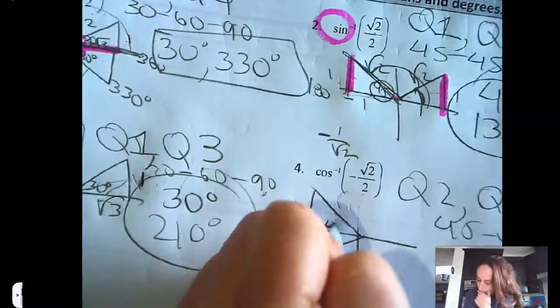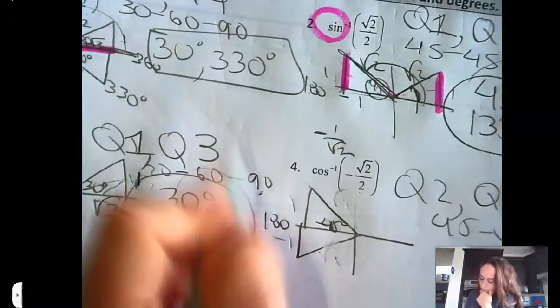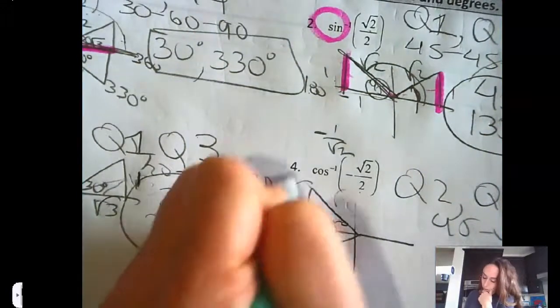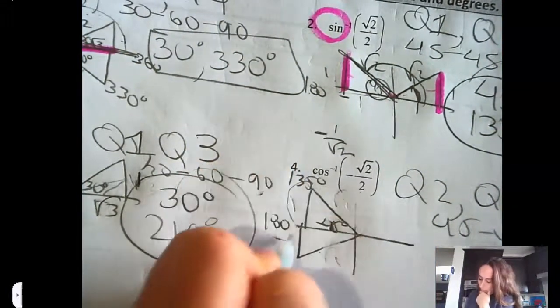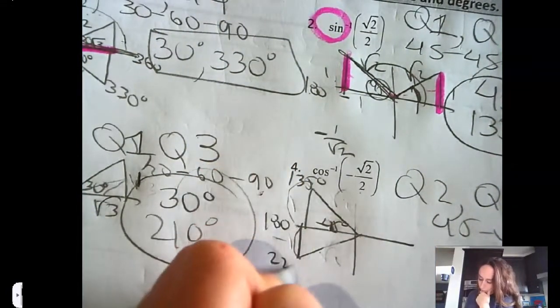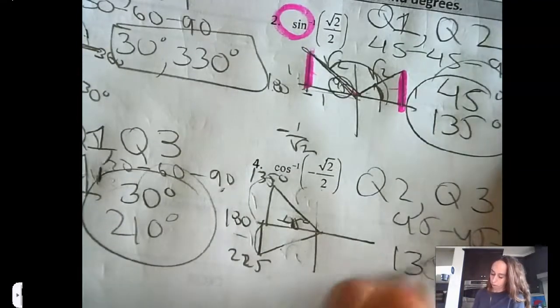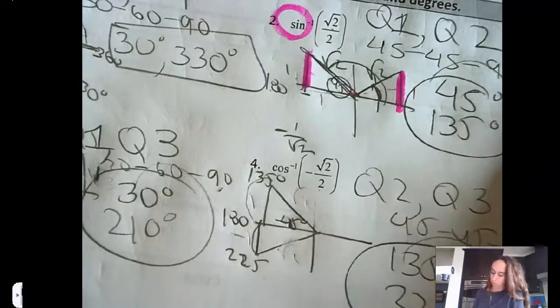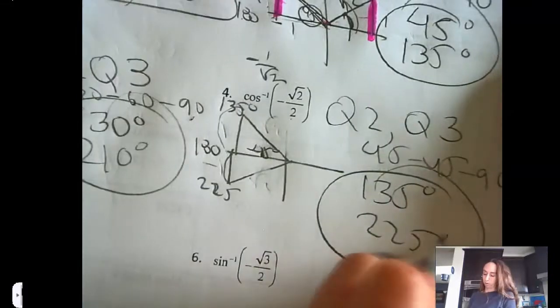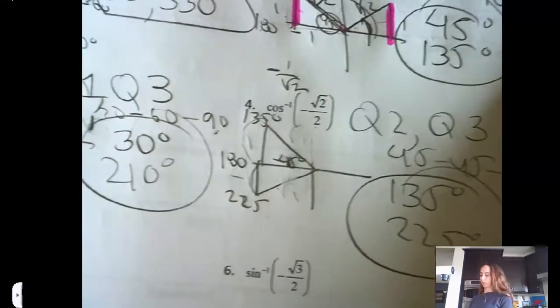So that's 45 and this is 180. So I'm going to subtract from 180, 135. And I add to 180, 225. And can you always check using the unit circle? Of course, but I want you to show your work as if you're not using the unit circle.